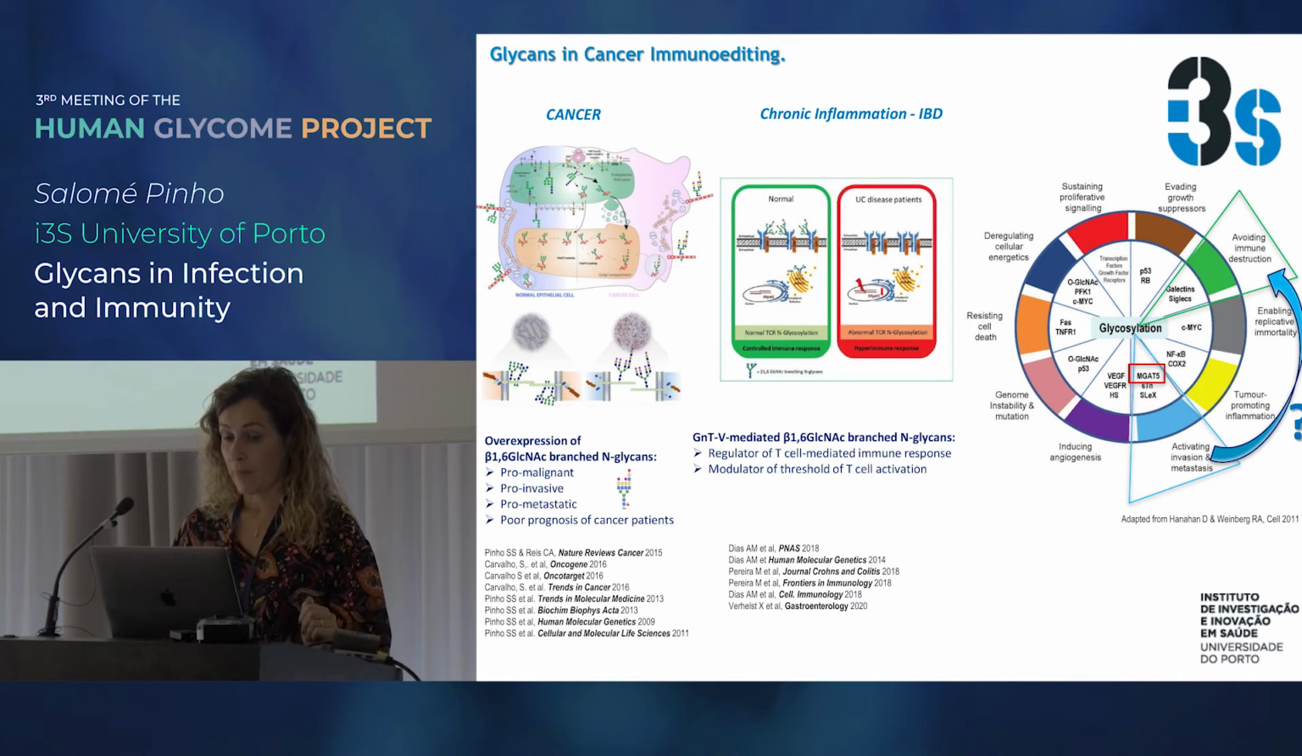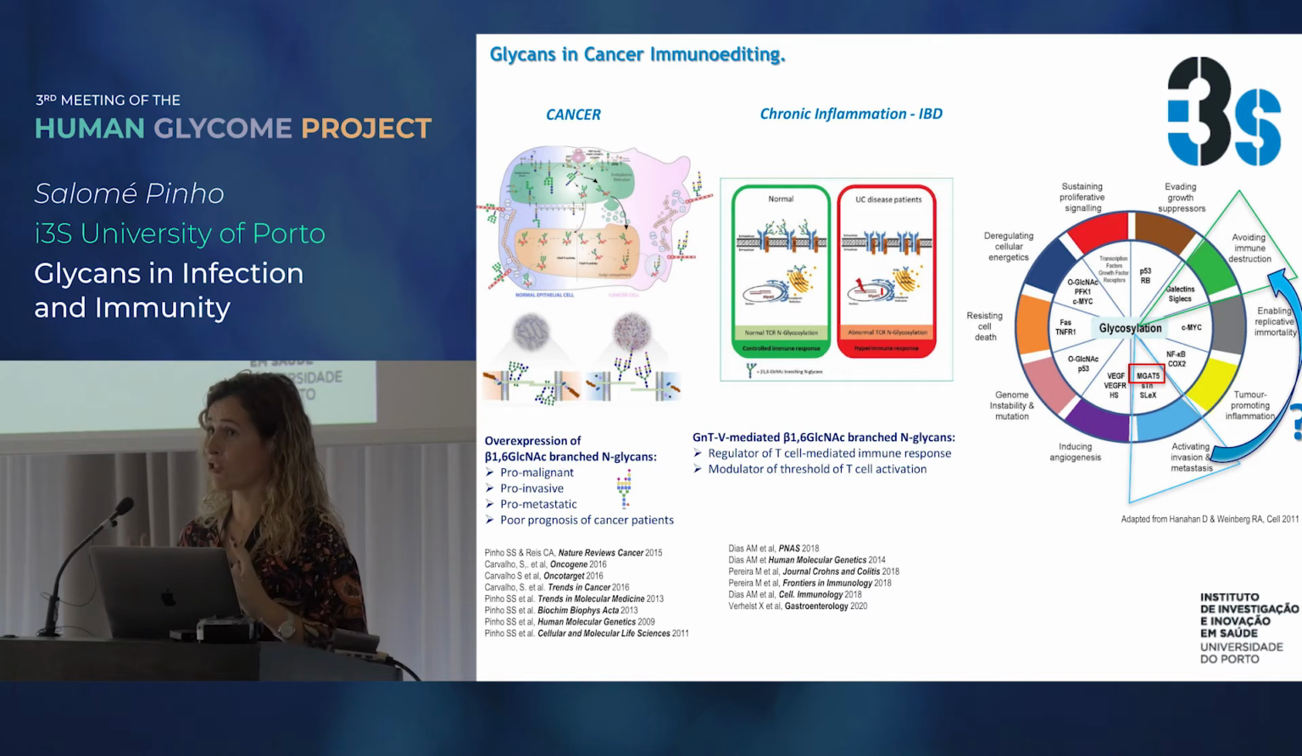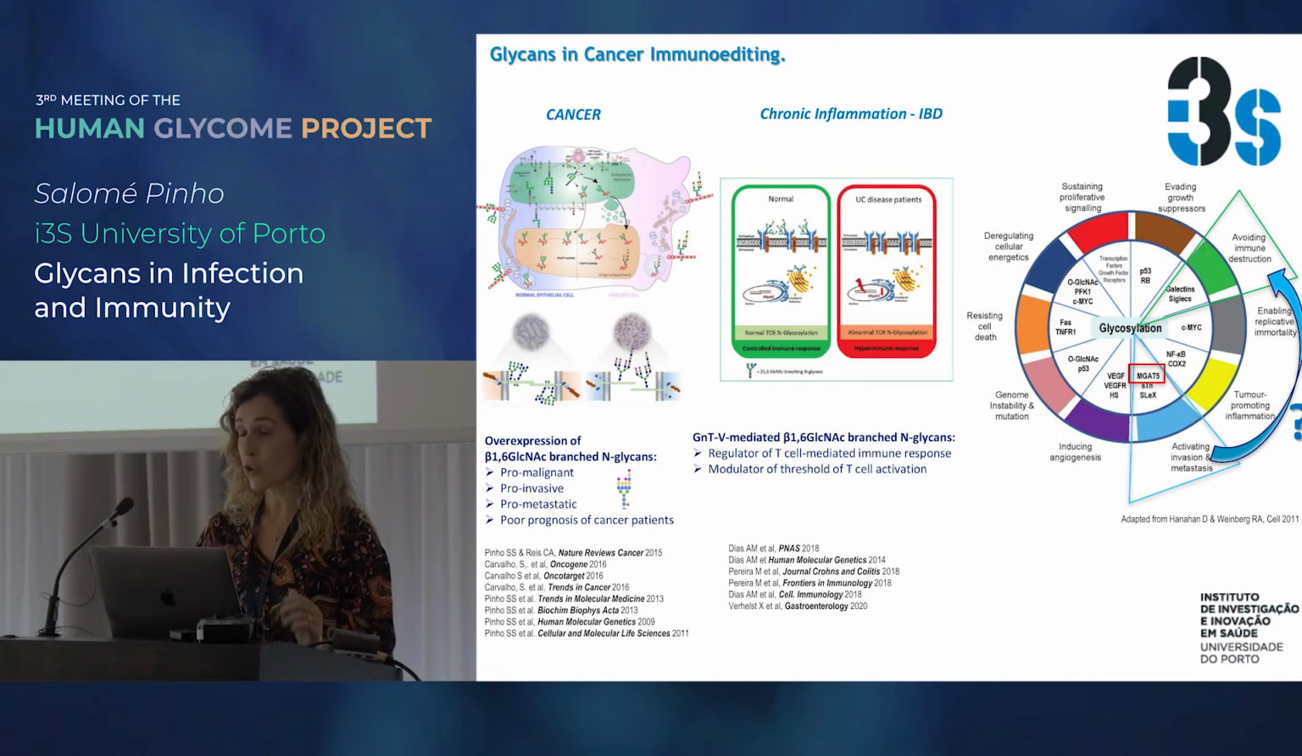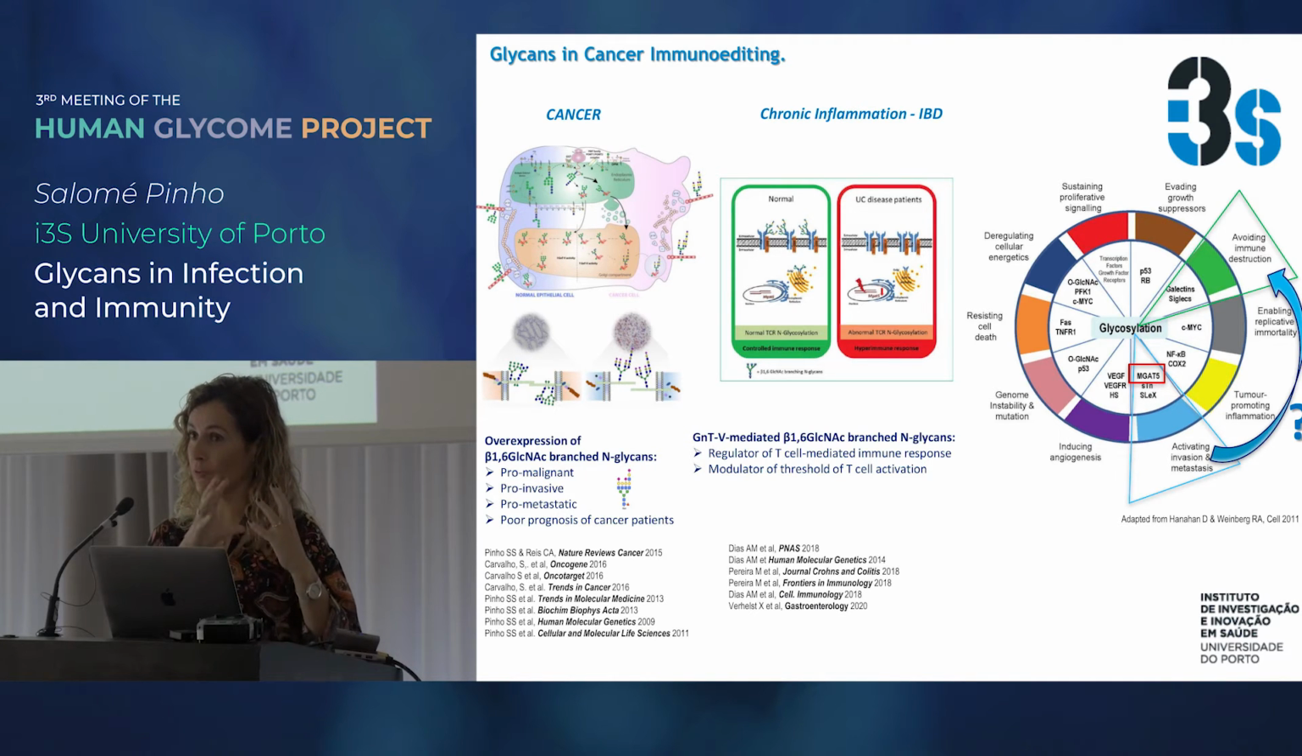But on this side of chronic inflammation, it was very interesting to demonstrate that exactly the same type of glycan, the branched glycans catalyzed by GnT-V, has a role in inflammation as a regulator of the T-cell mediated immune response by fine-tuning the T-cell receptor clustering, activation, and signaling. And this was demonstrated in the context of chronic inflammation, particularly in inflammatory bowel disease, which is one of the disease models that we are extensively exploring in the group. So take into consideration these evidences highlighting the relevance of these branched glycans in cancer, but also inflammation.